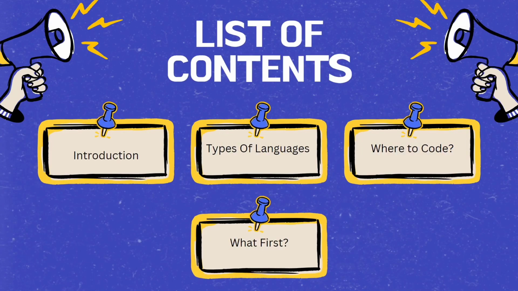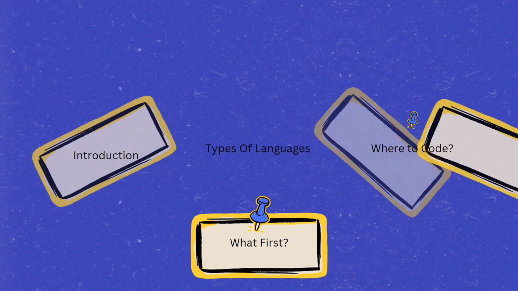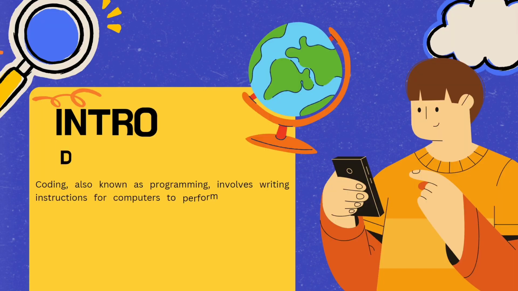Here are the list of contents. The first is introduction, second is type of languages, third is what to code, and the last one is what first. So here, the first one is introduction.